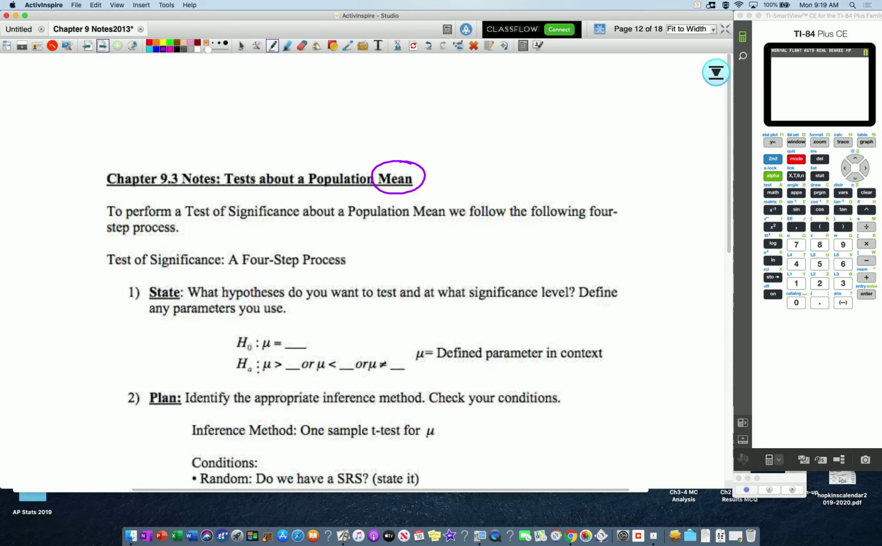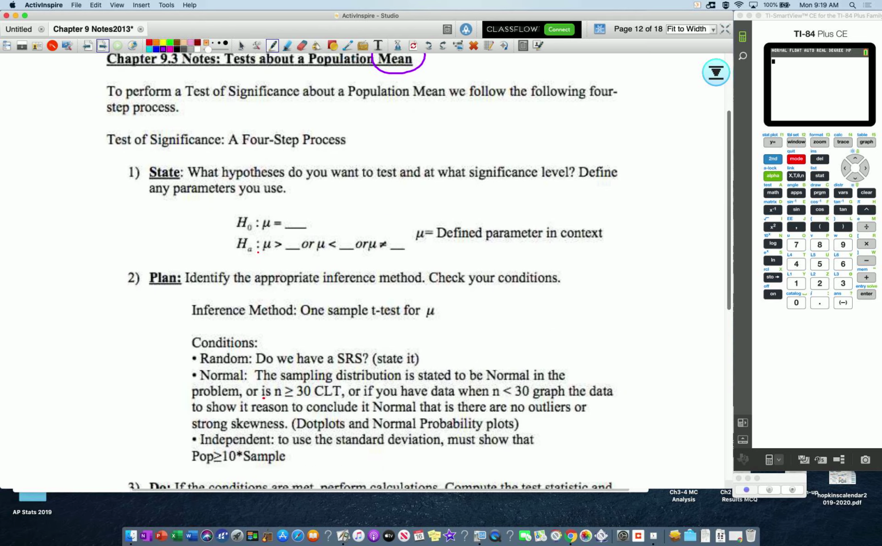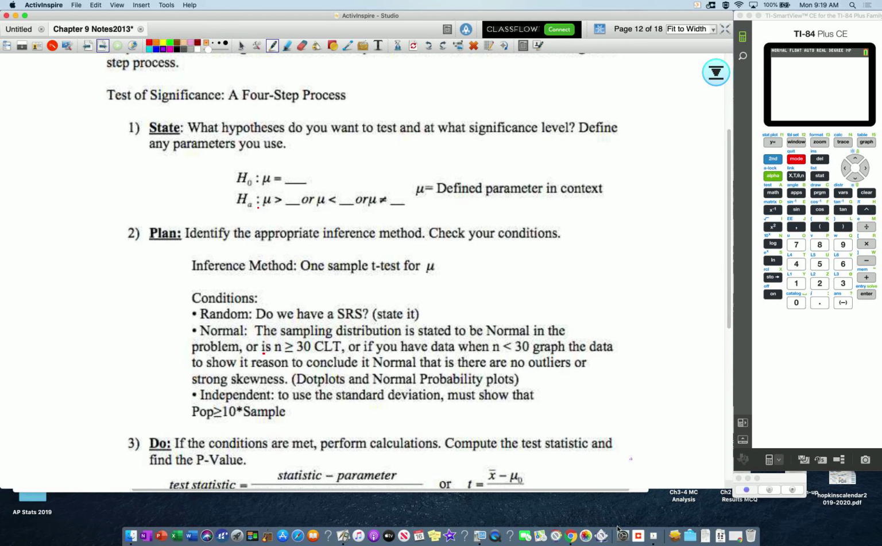Okay, but we're still doing the four-step process. Like I said, this is going to be your favorite process, as I've been kind of touting it all semester. So the first thing we're going to talk about is the state. How the state changes, the only thing that changes is your symbol. Instead of p, you're now looking at mu. You're defining the population mean in the context of the problem. That's the only thing that changes in the state.